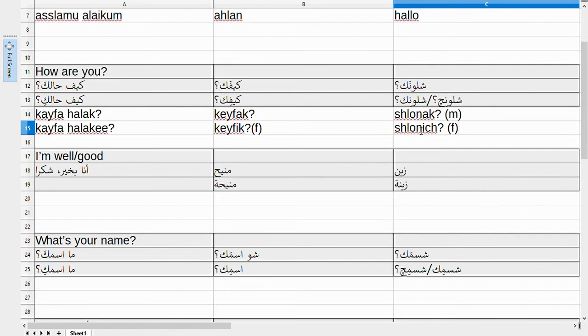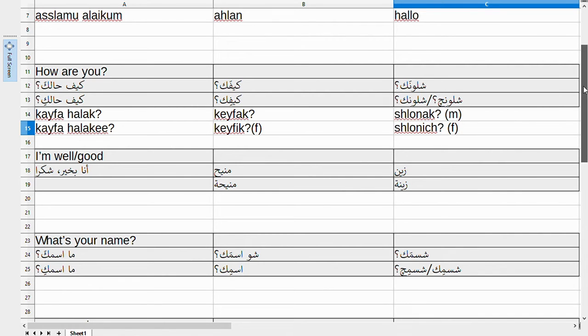So if we look here at the kef, or this other letter, which I'm not 100% sure of, I'm assuming it may be like Persian or Farsi. It's got almost like 3 dots under this letter. But apparently it's pronounced shlonich, so either way you spell it. So shlonich, again, what's your color for a female, or how are you?